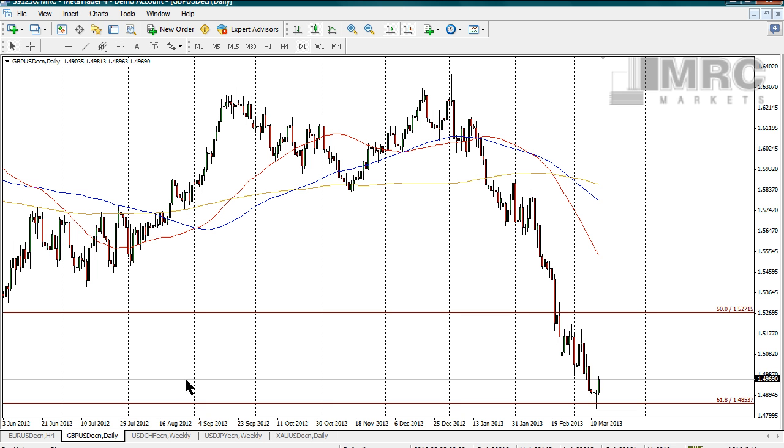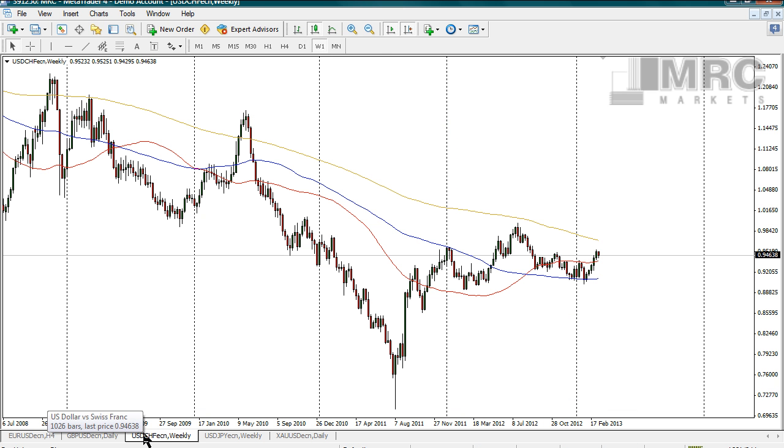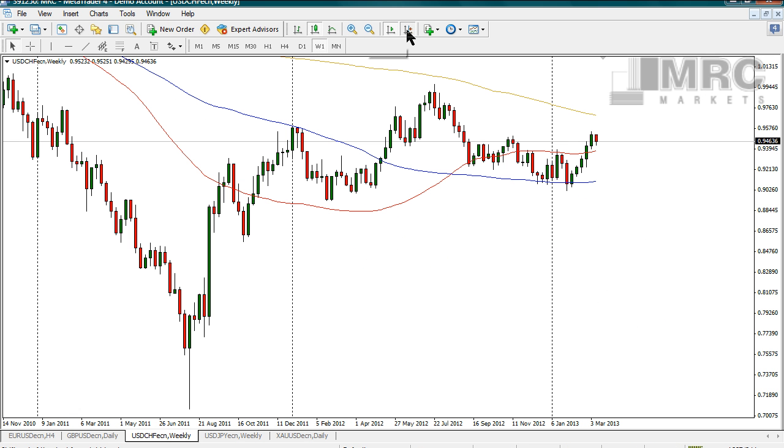Let's have a look at the dollar Swiss chart. In terms of the weekly chart, we've spoken about the last many weeks how it was chopping in between the 55-day moving average, the 55-week moving average and the 100-week moving average, and we finally got a clear candlestick break and close above the 55-week moving average.